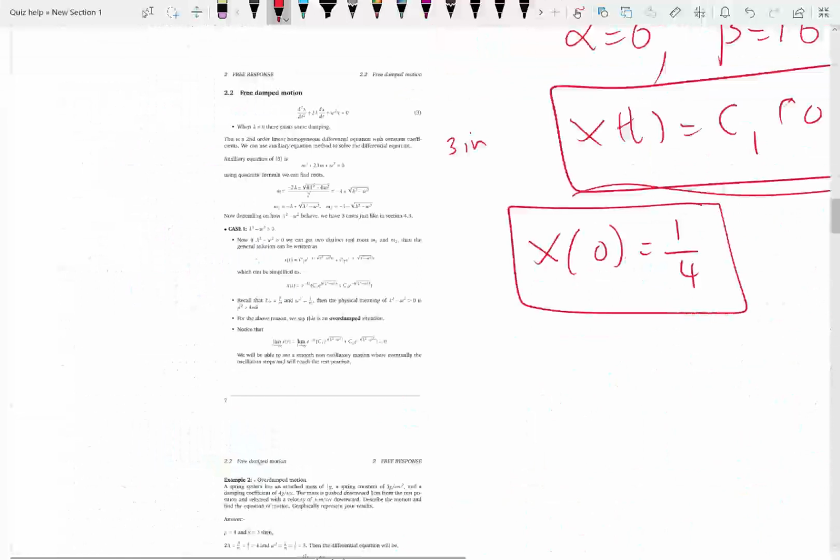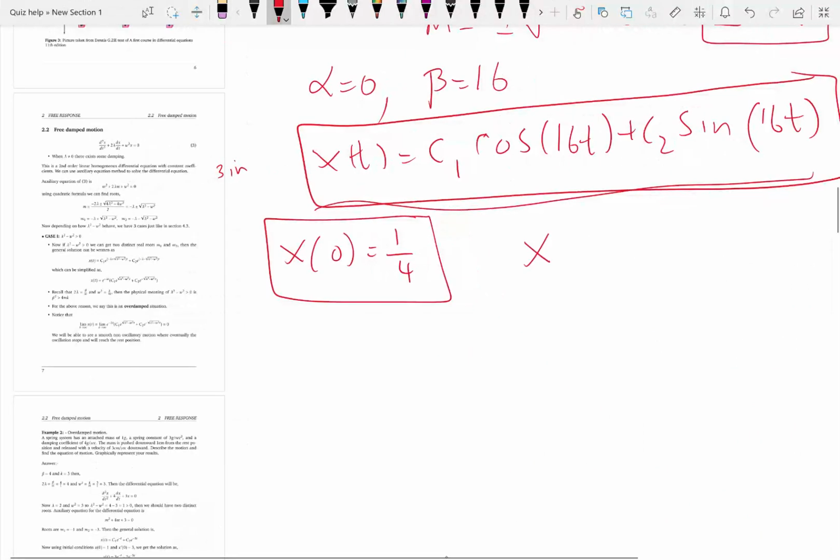So how do you model velocity? x prime, right? The derivative of displacement with respect to time. So at time equal to 0, the initial velocity is 1. That was in feet and seconds, American units. So these are the two conditions. That is how you construct initial conditions. x prime is the velocity.